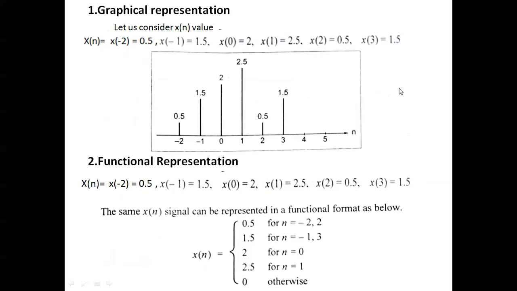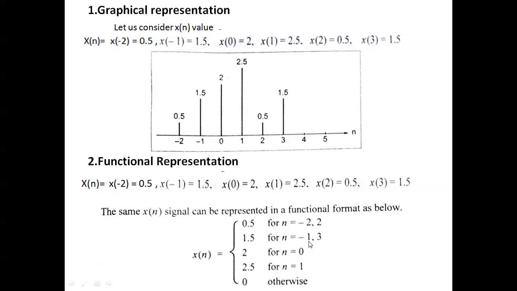Next is functional representation. It is the same values, but the only difference is that x of n is equal to a function of the values written here. For n they put minus 2 and 2, both. The value 0.5 is here, and also 0.5 here. So x of minus 2 is 0.5, and x of 2 is also 0.5. That's why they put it as n is equal to minus 2, 2.